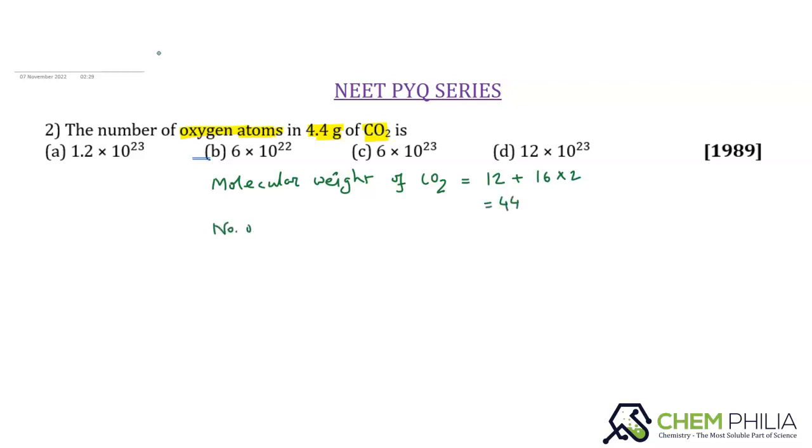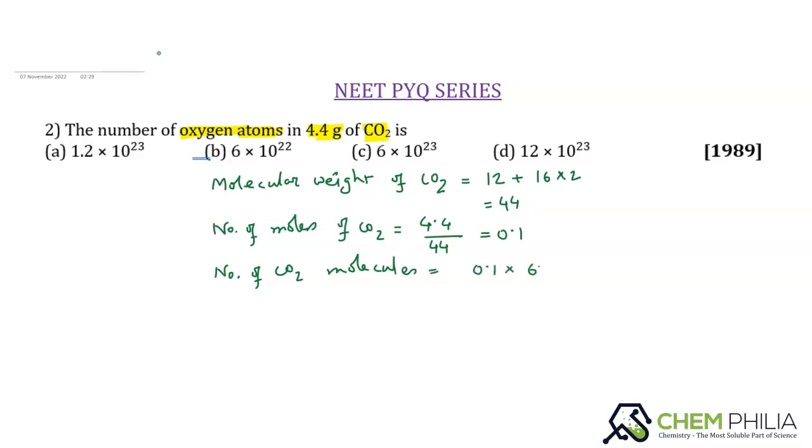So number of moles of CO2 is mass divided by molecular weight, that is 4.4 divided by 44, that is 0.1. So we have got the number of moles. Now the number of CO2 molecules is equal to what? It will be number of moles multiplied by Avogadro number, that is 6.02, or we can assume it to be 6 into 10 to the power 23. That is, this is the number of molecules.